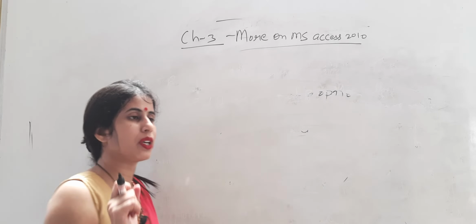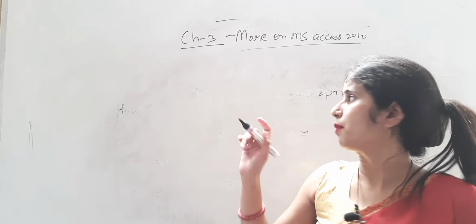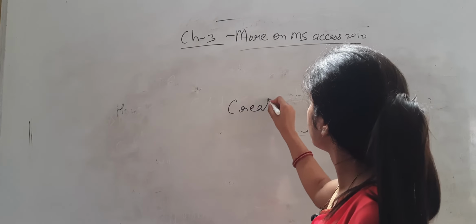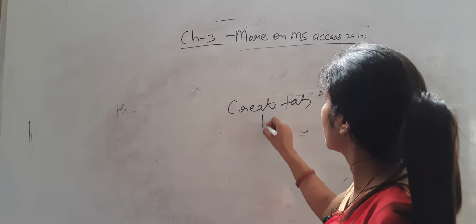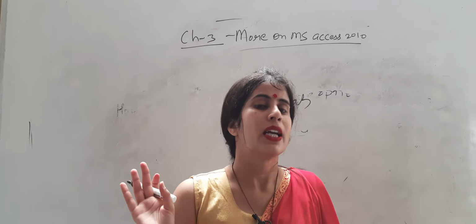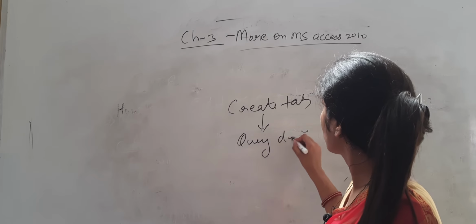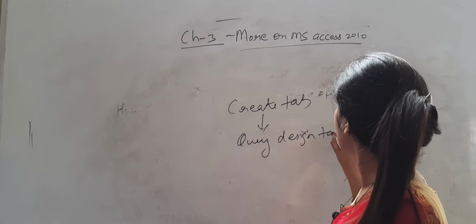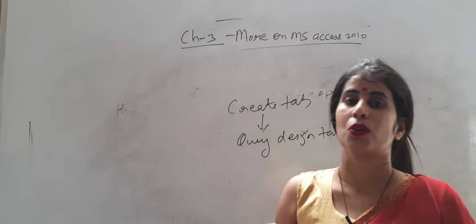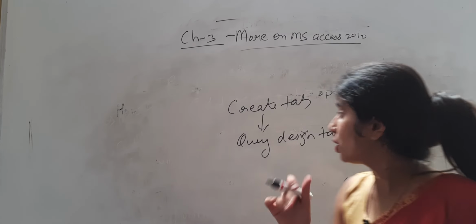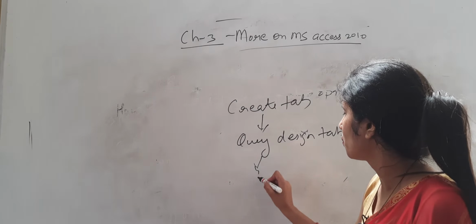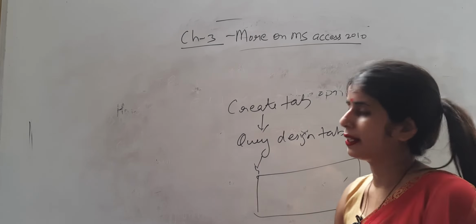If you are going to create a query, you have to use the create tab. Which tab do you have to use here? You have to use the create tab. Then in the create tab you will find an option there, query design. When you click on it, it will show you tabular form data there.